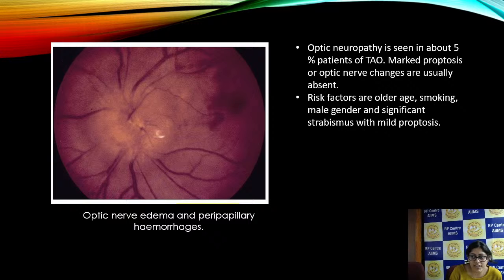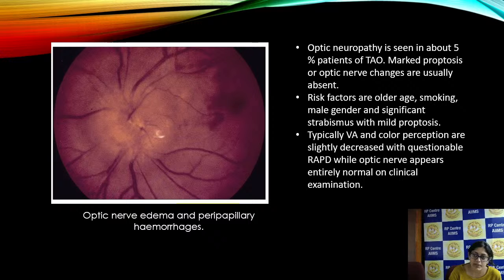Risk factors are older age, smoking, male gender, and significant strabismus with mild proptosis. The rationale behind this is that when there is significant strabismus, there is involvement of the extraocular muscles. But if the patient has mild proptosis, there is very little space for the enlarged tissue. So that leads to compression as well as optic nerve involvement because there is very little space for the expanded tissue. So it will compress the optic nerve.